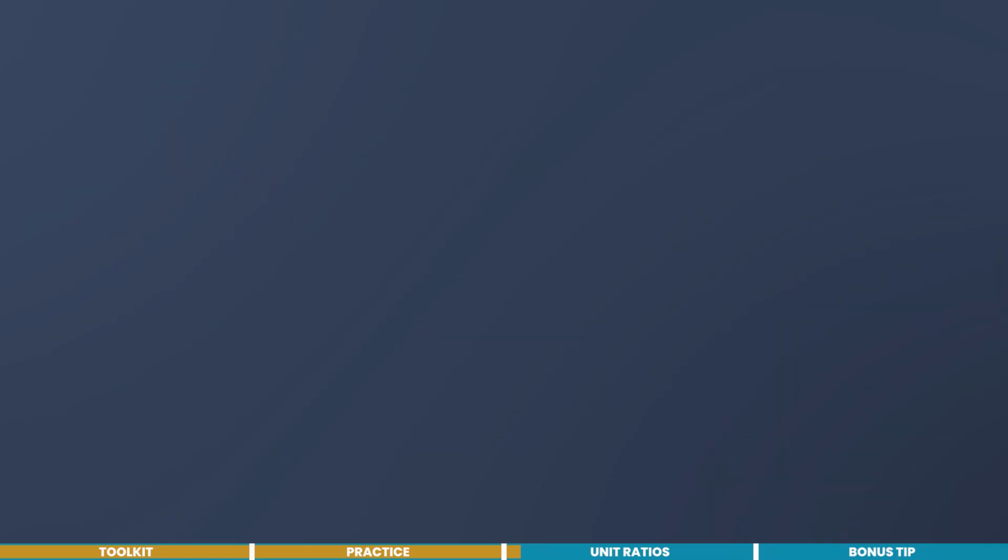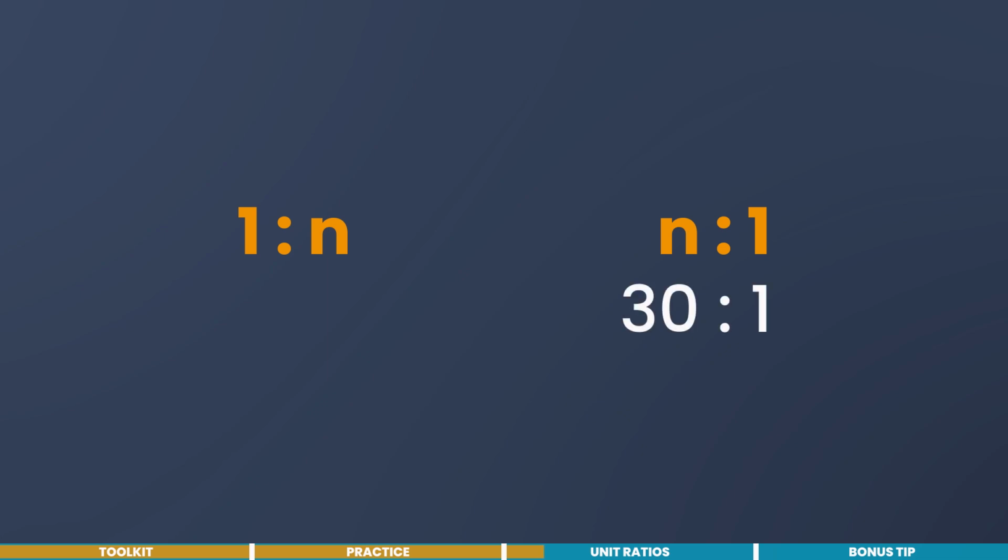One final piece on simplification. Sometimes a question will ask you to show a ratio in 1 to n format, or an n to 1 format. Our result of 30 to 1 is in n to 1 format. It just means that the right hand side is 1, and the other side is whatever number keeps the ratio consistent. For a 1 to n ratio, the left hand side needs to be 1.